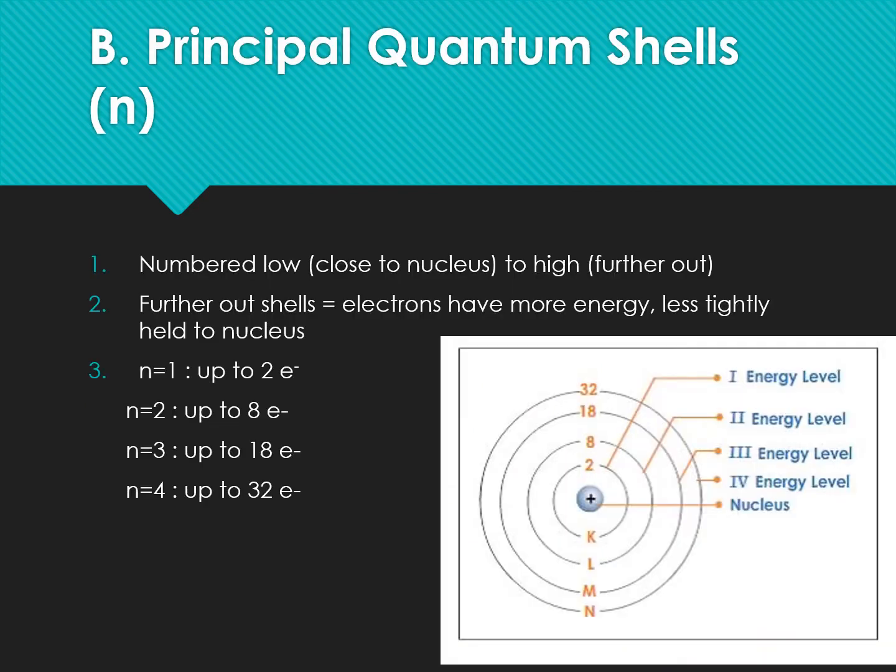Just a quick review: the lower numbers are closer to the nucleus, starting with the first energy level, or first shell, having 2 electrons, and then the second one can hold 8, the third energy level can hold up to 18, and the fourth is up to 32.